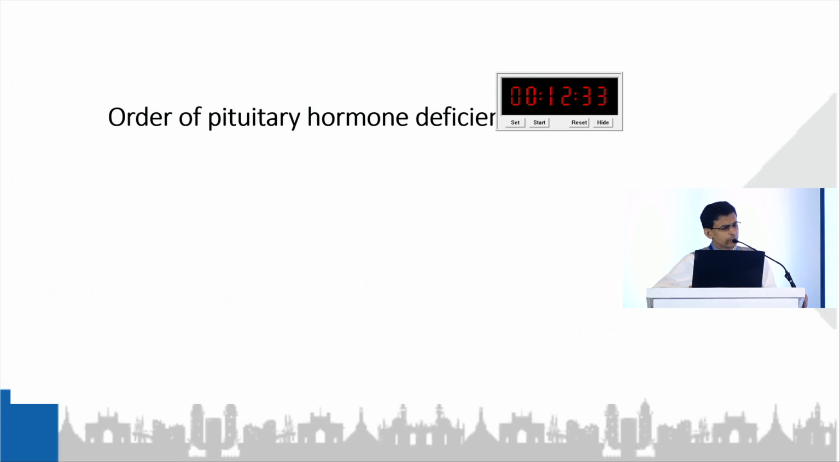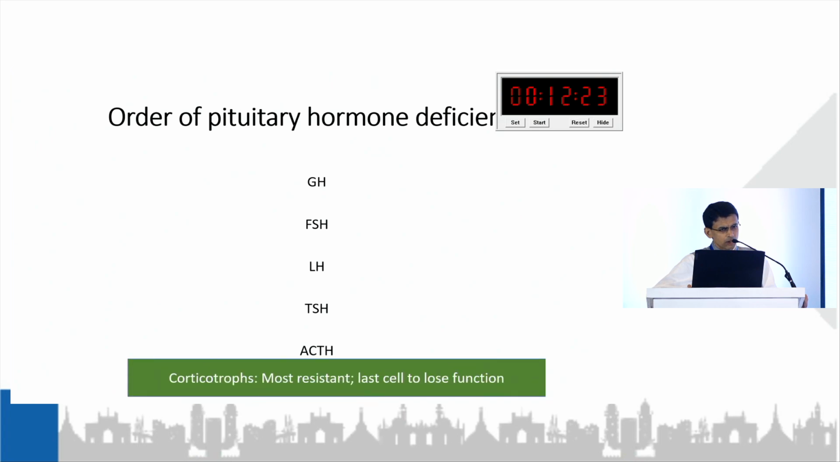So the order of pituitary hormone deficiencies with hypopituitarism usually is like this: growth hormone first, then gonadotropes, then TSH, then ACTH. Corticotropes are the last cells to lose function, but it doesn't follow every time like that. Sometimes, especially with hypophysitis, even the corticotropes can lose their function first. So every patient need not follow the same trend.